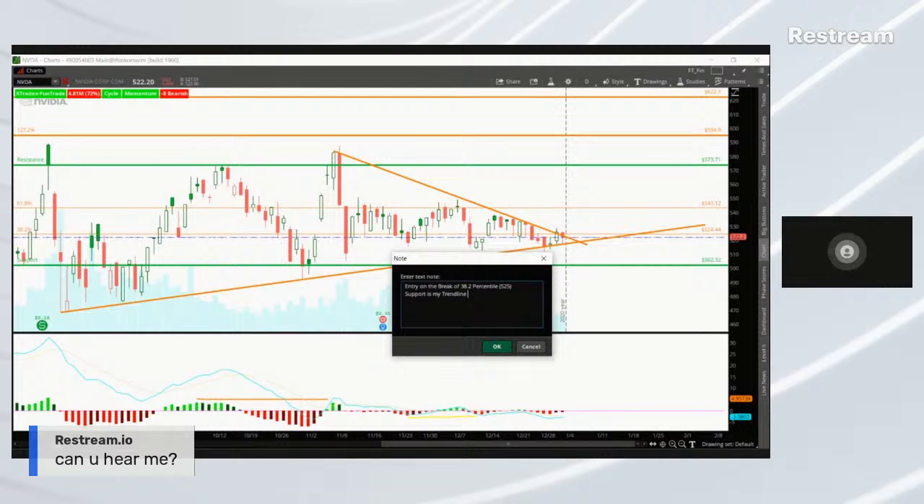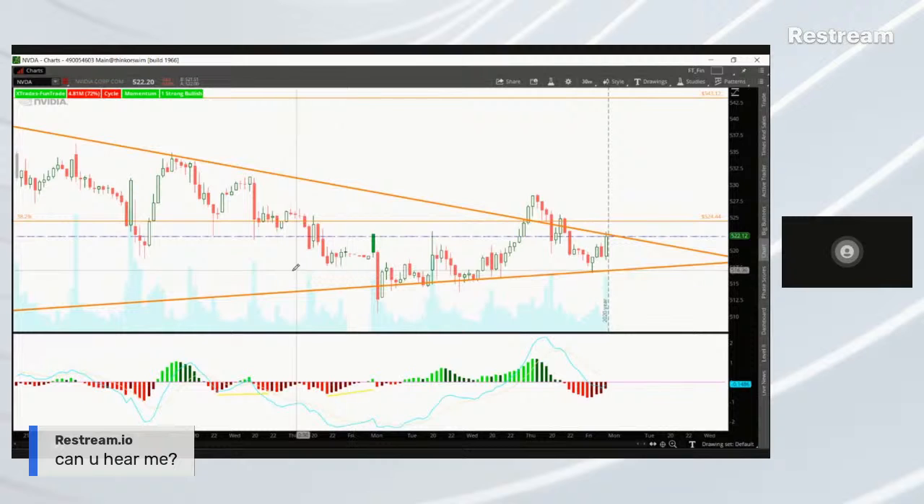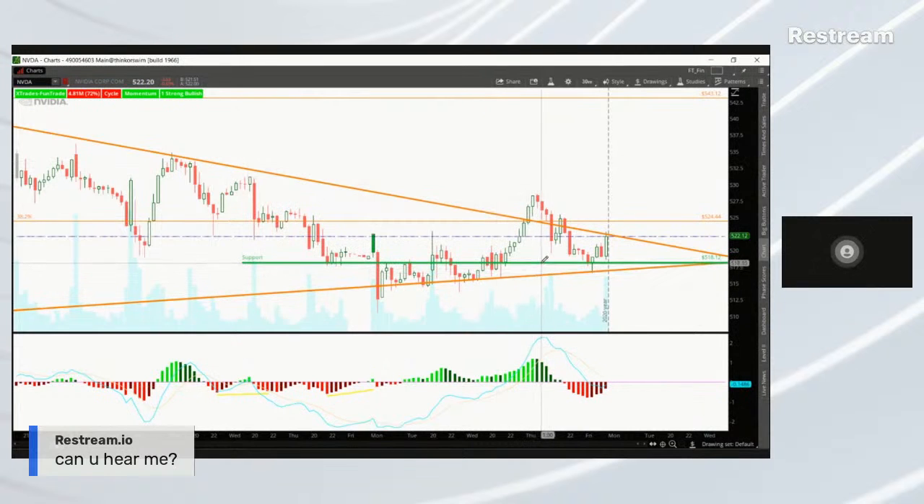So support is my trend line. Let me just go to the 30 minutes chart to get my interim support. So the intermediate support levels here could be around here. So this could be my support level. So why am I taking this as my support level? Why am I not going here and taking this as my support level?